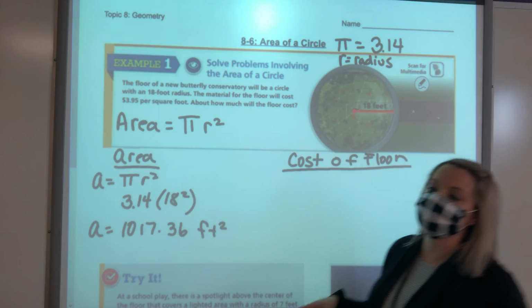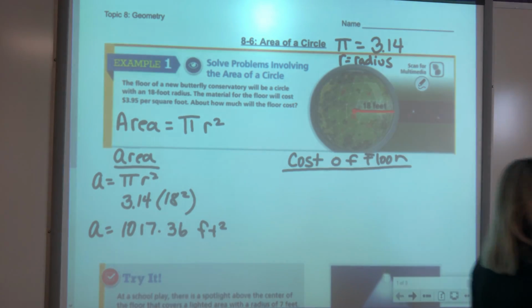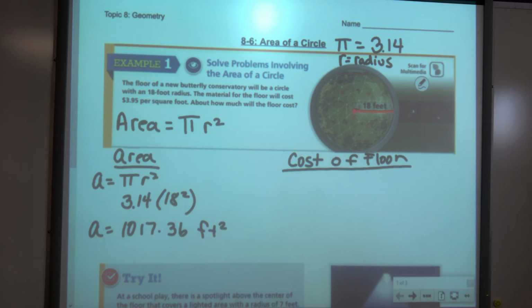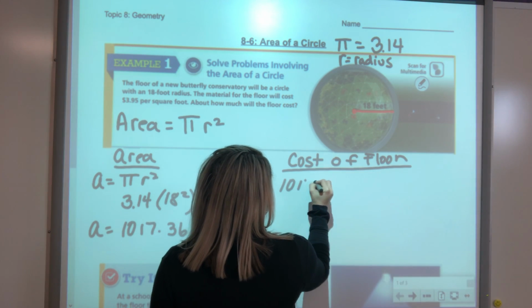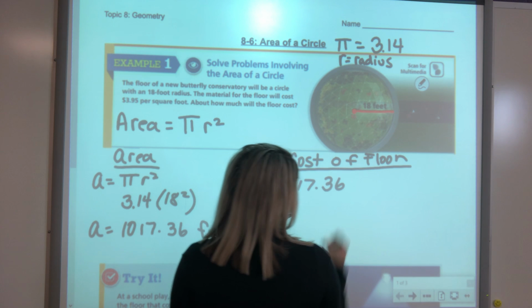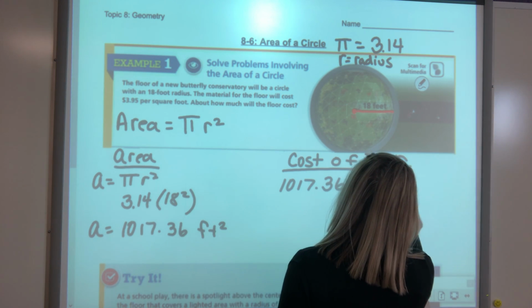The cost is $3.95 per square foot. So what am I going to do? How am I going to calculate the total cost of the flooring? Yes? Multiply $3.95 by 1,017.36. Very good. So we have 1,017.36 times the cost of the flooring, which is $3.95.